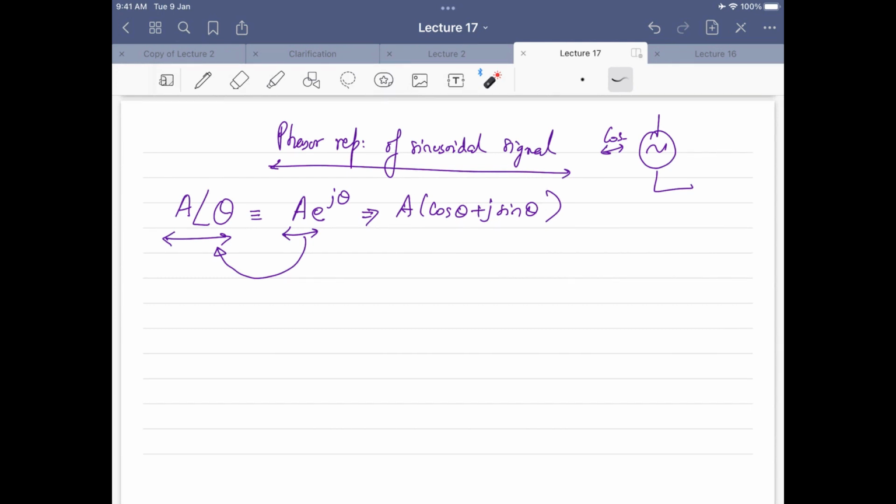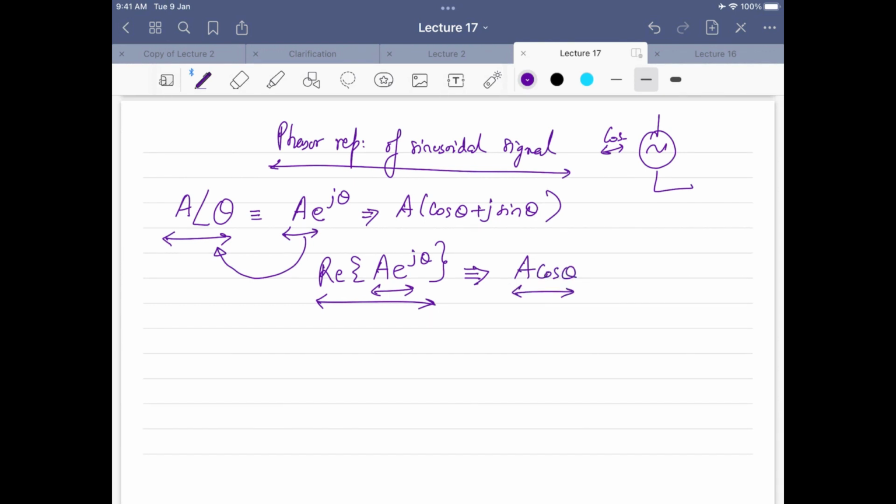See, the thing is, I will tell you the answer. Normally we are interested in only cosine sources, right? So there is no sine source here. If you want to go for the cosine sources, what you will do is take the real part of this A e^(j theta). If you take the real part of this, then what is its value? Its value is A cos theta, or not? Yes, sir. So basically you are taking the real part of this complex exponential.